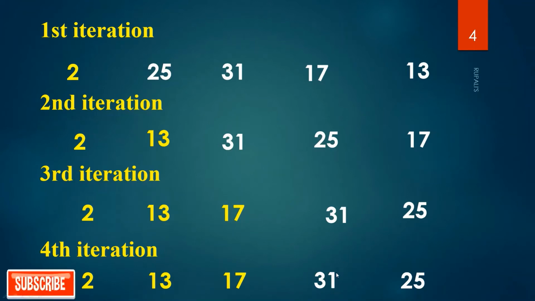Now in the fourth iteration, you have to compare the fourth place with the rest. So what is in the fourth place? 31. So compare 31 with 25. Because 25 is less, swap. So we get the sorted array after the fourth iteration.